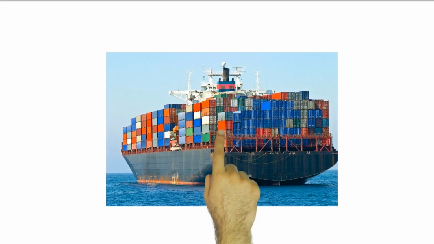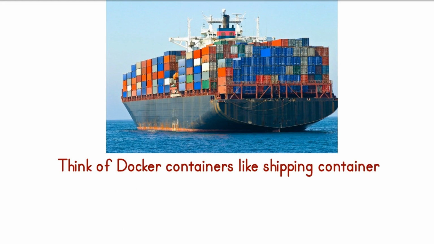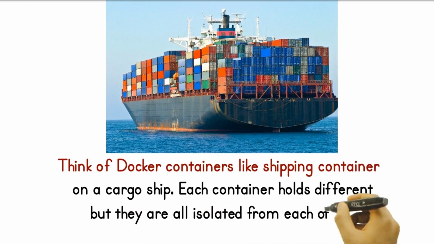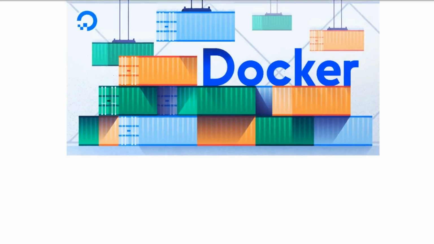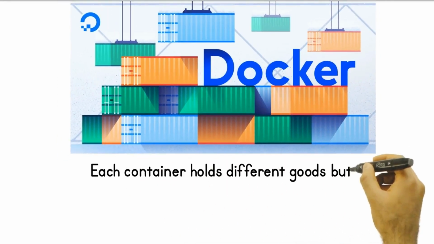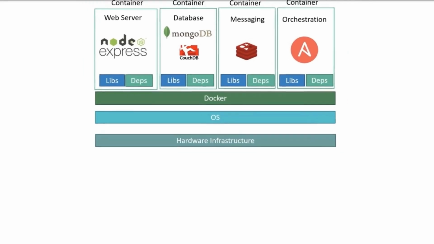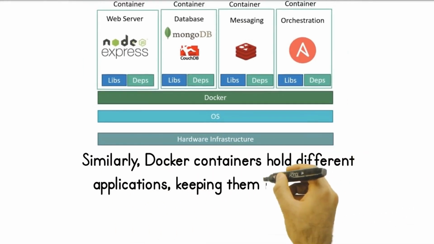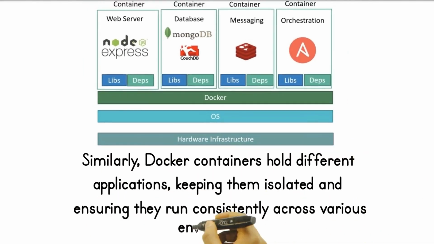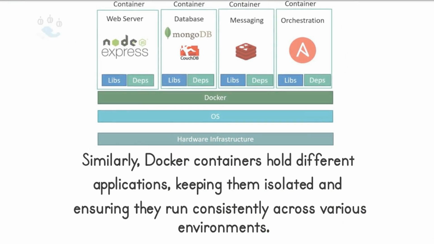Think of Docker containers like shipping containers on a cargo ship. Each container holds different goods, but they are all isolated from each other. Similarly, Docker containers hold different applications, keeping them isolated and ensuring they run consistently across various environments. Now, you can host multiple containers on top of one single VM.